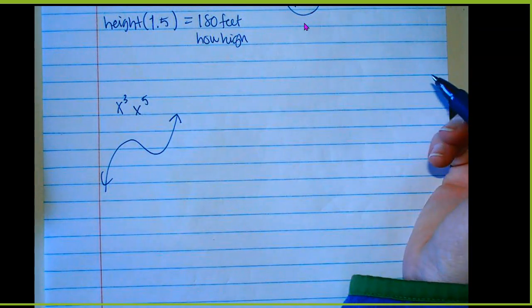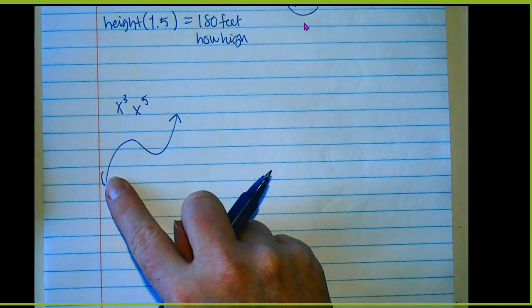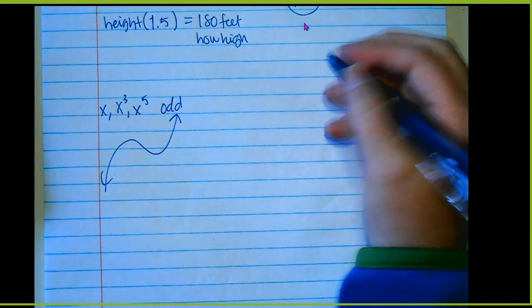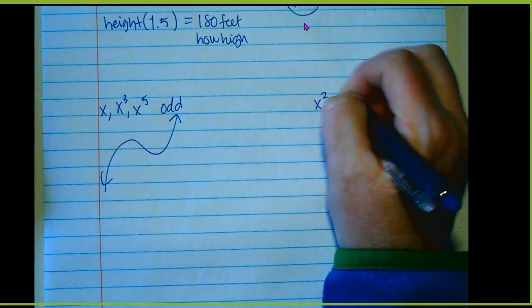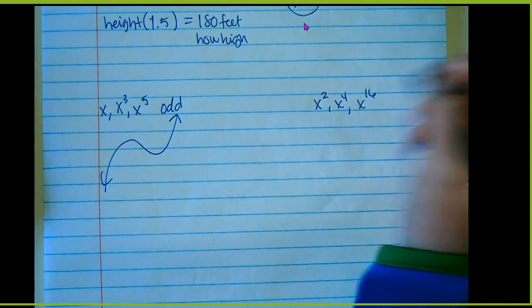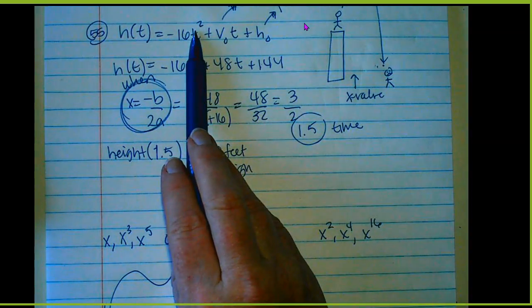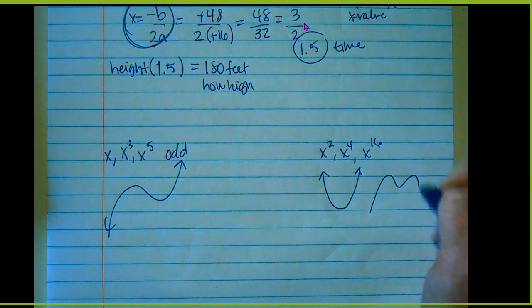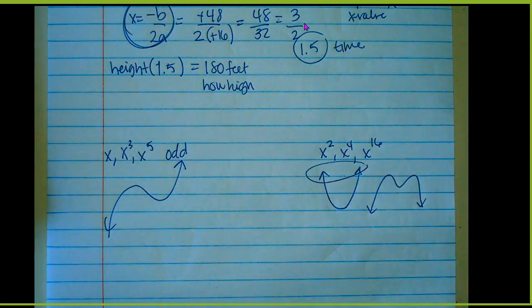cubed or x to the fifth, it had this sort of shape to it, where one side goes up and one side goes down. Even it could have been x to the first degree, but anything odd had this shape. Do you remember doing that? We did that last year. Also, if it's even, so x squared or x to the fourth or x to the 16th, it doesn't matter. Anything that's even, like this parabola, had an even power, it's going to end the same. It's either going to go up or down, but both of the arrows are in the same direction. So that's a lot about what this section was: picking out what kind of function it was.